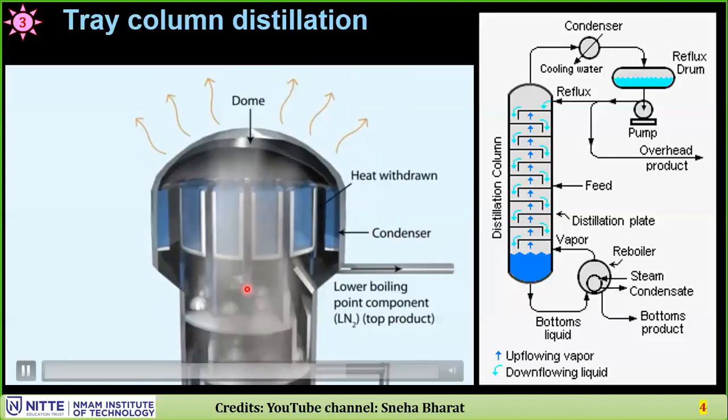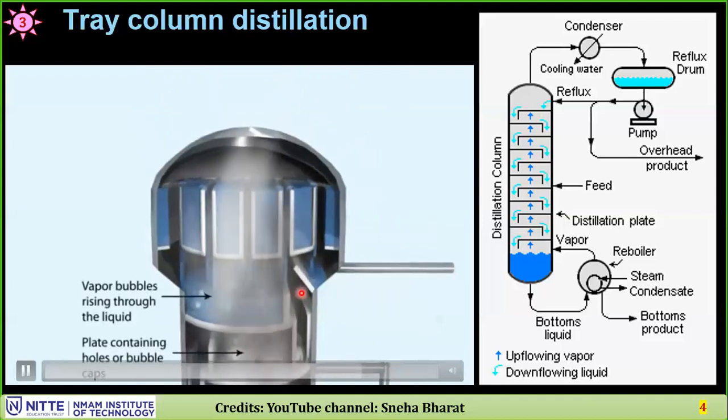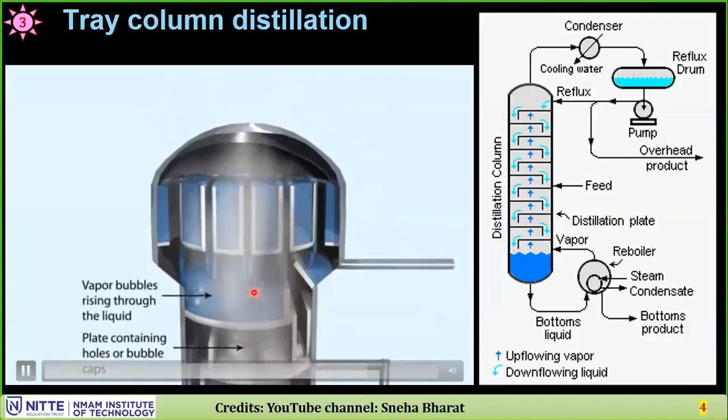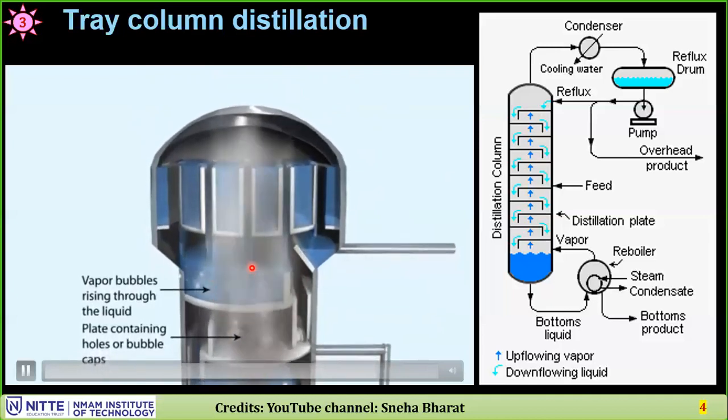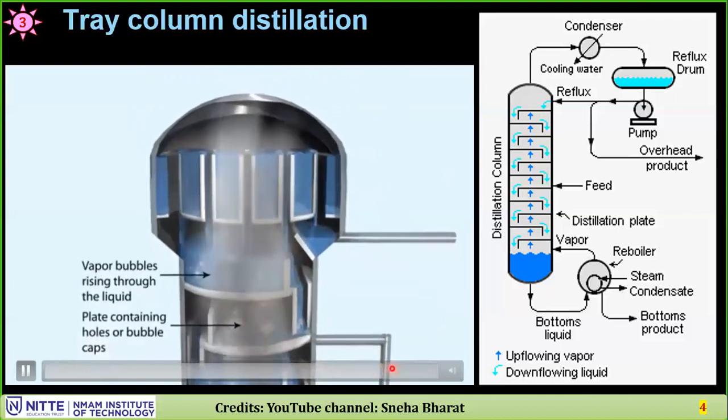Now the reflux liquid flows downwards over the weir over here. When it comes down, it comes in contact with the vapor. There will be a liquid-vapor equilibrium.